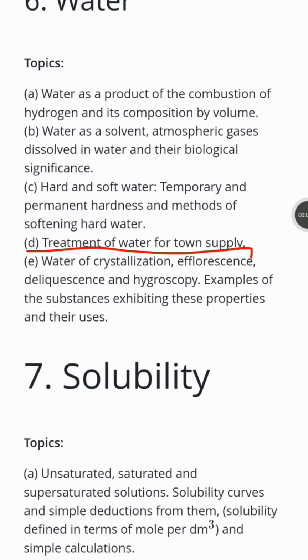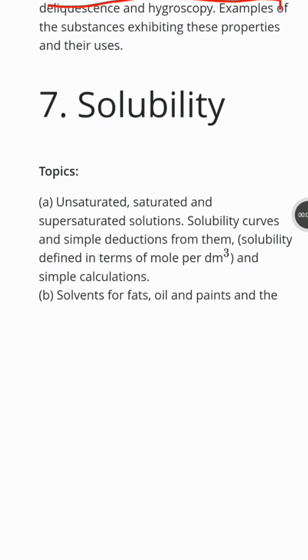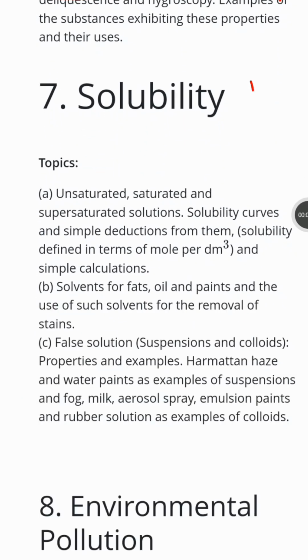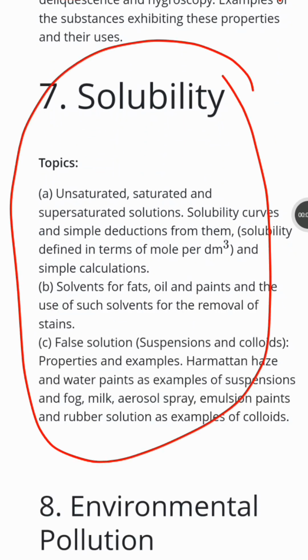Then treatment of water for town supply. Water of crystallization. Talking about efflorescence, deliquescence, hygroscopic. Examples of substances that are hygroscopic in nature or deliquescent. The next one we're going to move to is solubility. You need to master this topic very well. Solubility. They normally ask questions on it.